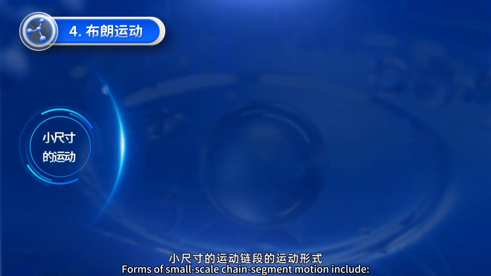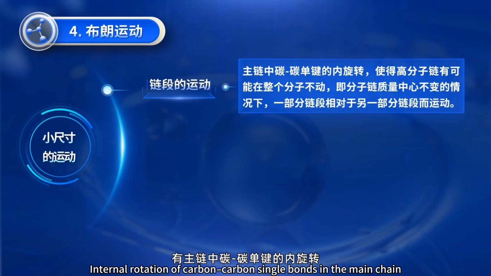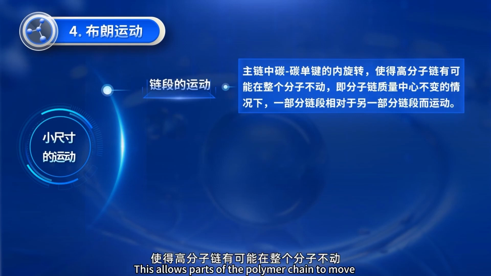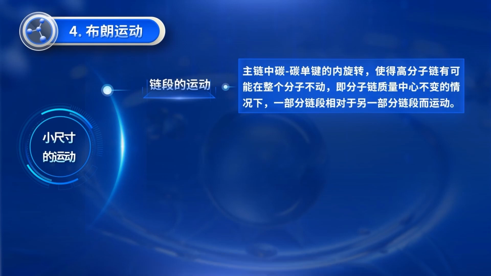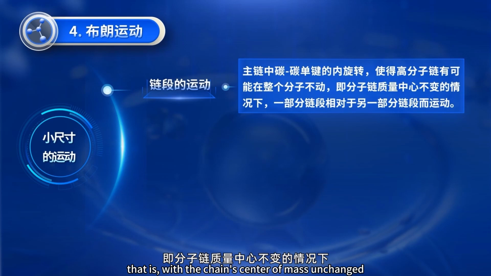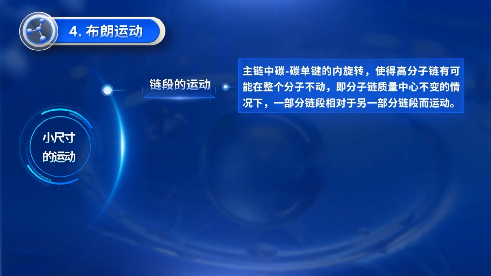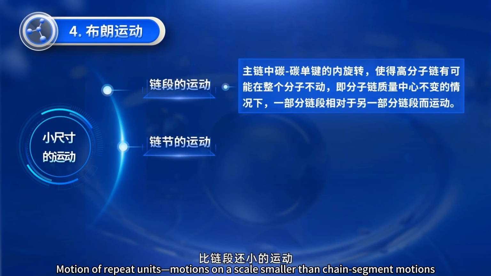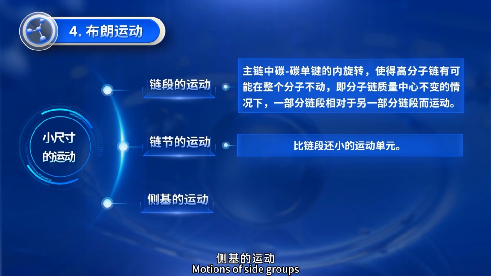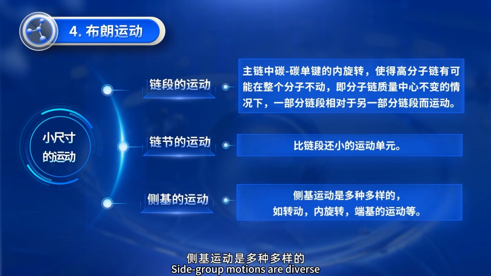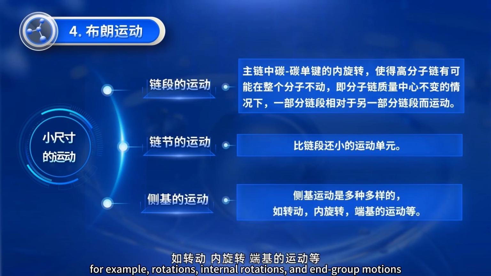Forms of small-scale chain segment motion include internal rotation of carbon single bonds in the main chain. This allows parts of the polymer chain to move while the molecule as a whole remains stationary. That is, with the chain's center of mass unchanged. Some chain segments move relative to other chain segments. Motion of repeat units, motions on a scale smaller than chain segment motions. Motions of side groups. Side group motions are diverse. For example, rotations, internal rotations, and end group motions.